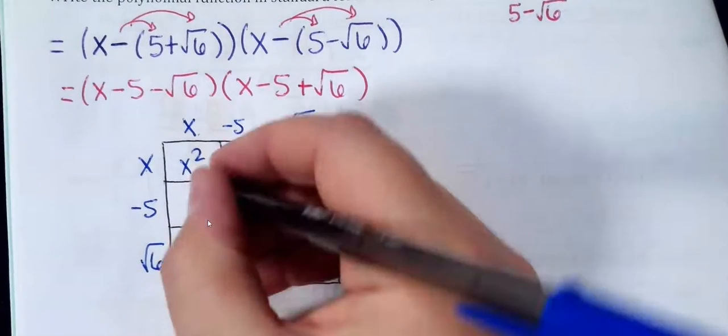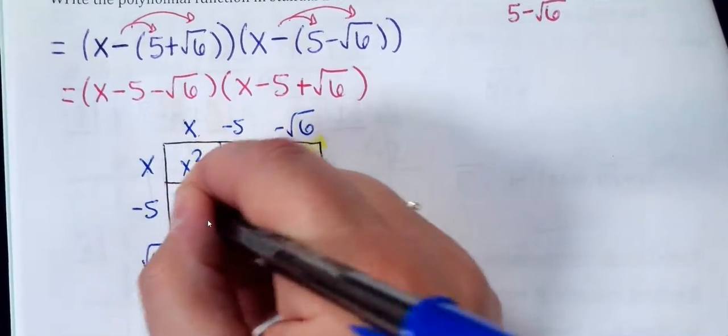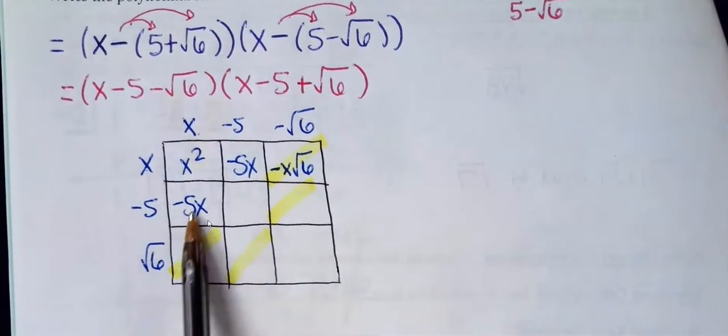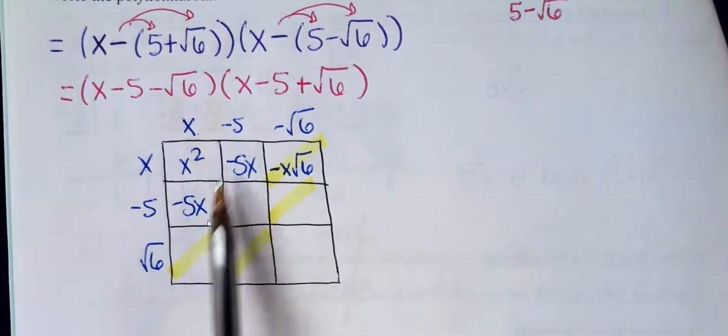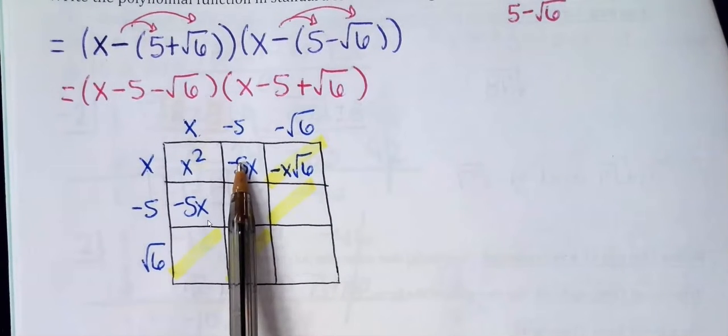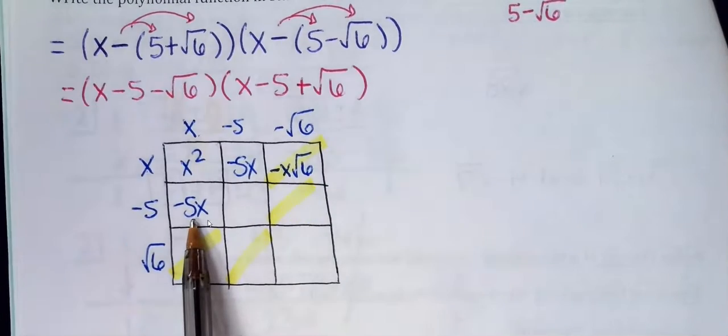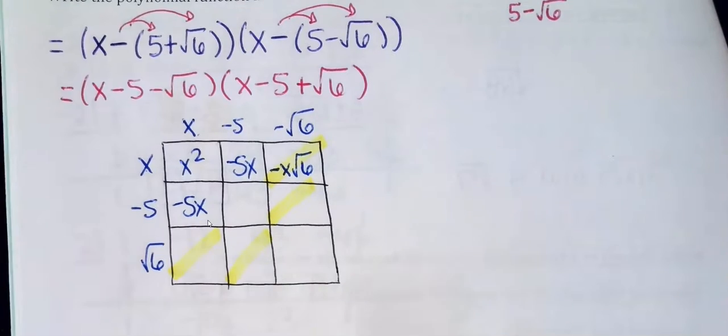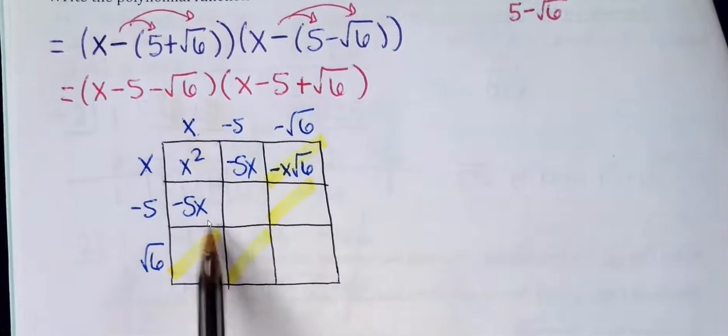Now, here, x times negative 5 is another negative 5x. These two terms will be identical. They do not cancel each other out, though, because they're both negative 5. So they're going to become negative 10x when we combine like terms. In the middle here, you're going to have negative 5 times negative 5, so you get 25.